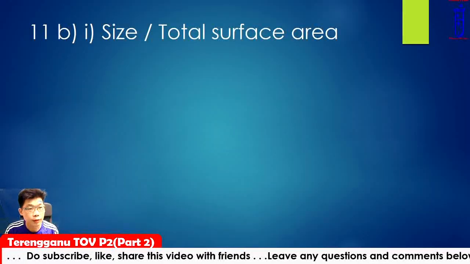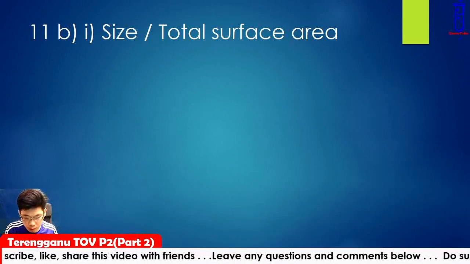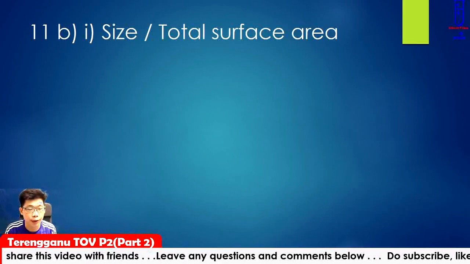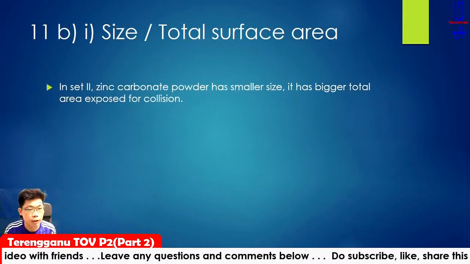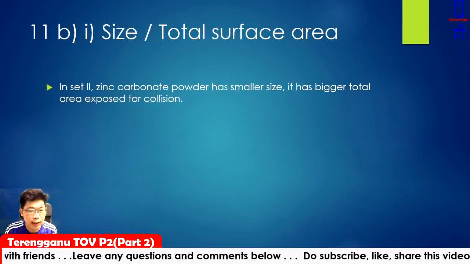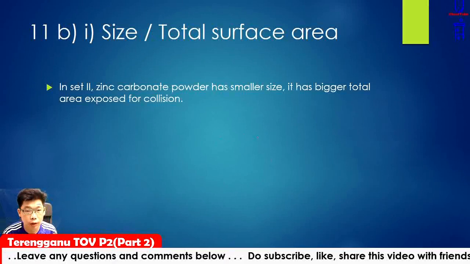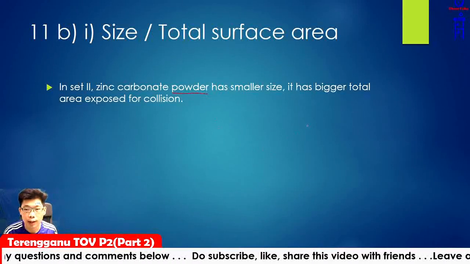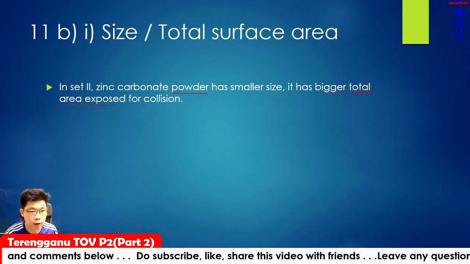Okay, for the first one, B1, if you want to compare set 1 and set 2, it will be the factor of size or total surface area. So what are the points you need to write? First, you need to mention that in set 2, zinc carbonate powder is in powder form. Powder has a smaller size, so it has a bigger total surface area exposed for collisions.